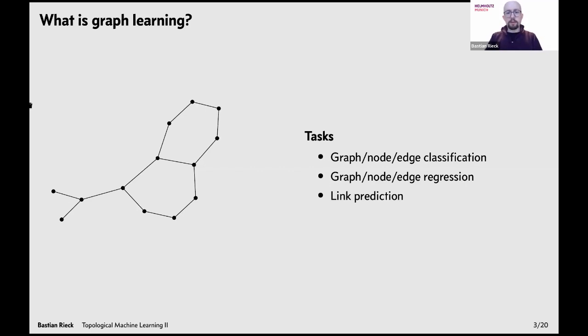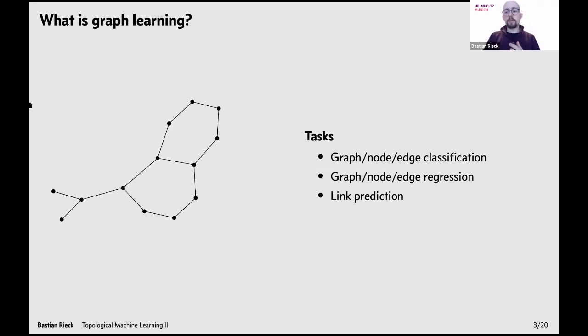The same goes for regression. In regression, you predict typically something like a continuous attribute or even an attribute vector. So you could predict the solubility of a molecule. That would be a graph level task. You could predict maybe the income of a certain person based on its friends. That would be a node task. Or you could predict the amount of times people meet each other based on the existence of an edge.